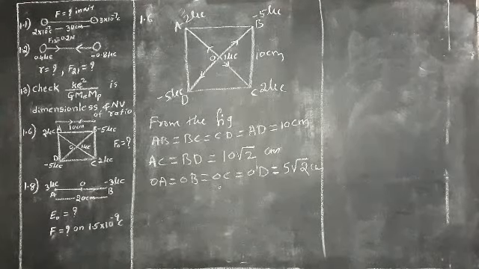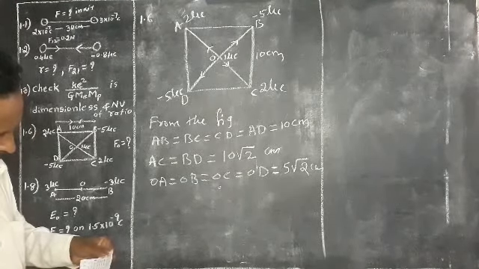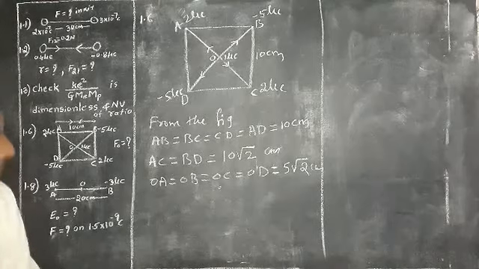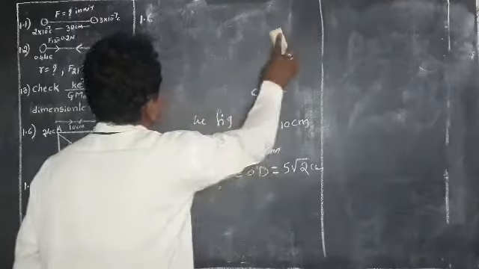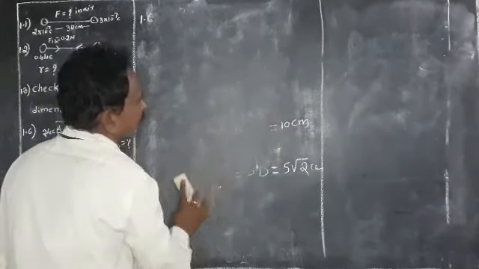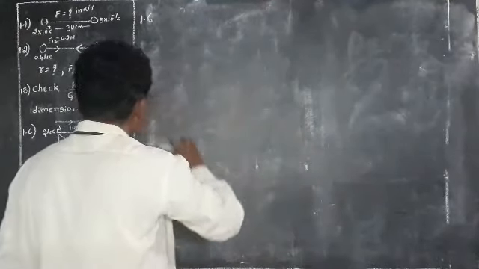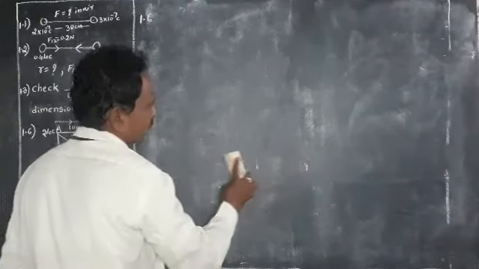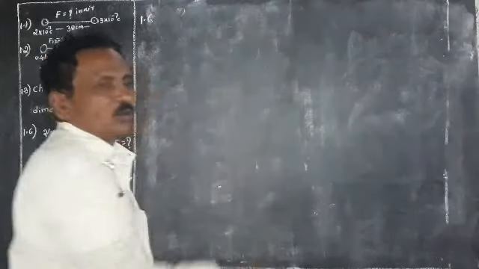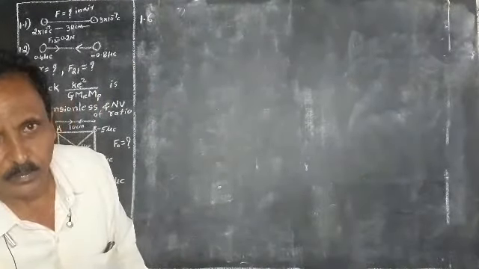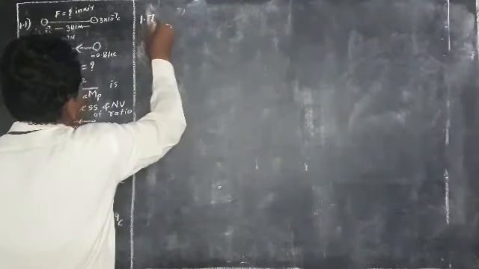Next, 1.7. Field lines are continuous curves. Why? There cannot be sudden breaks. Explain. And explain why 2 electric field lines never intersect. First question is 1.7.